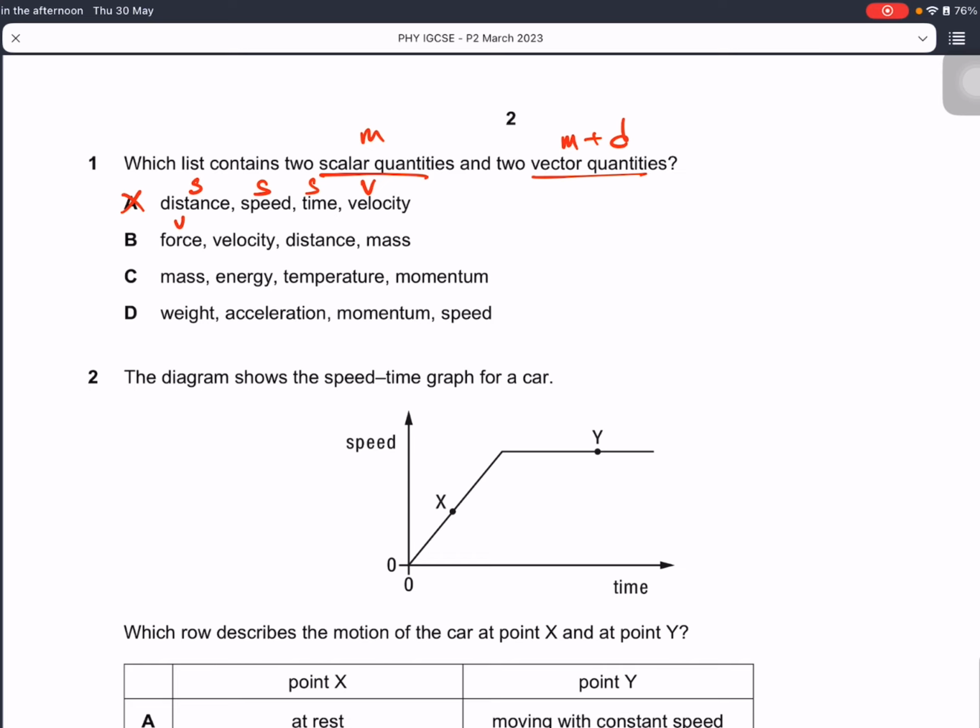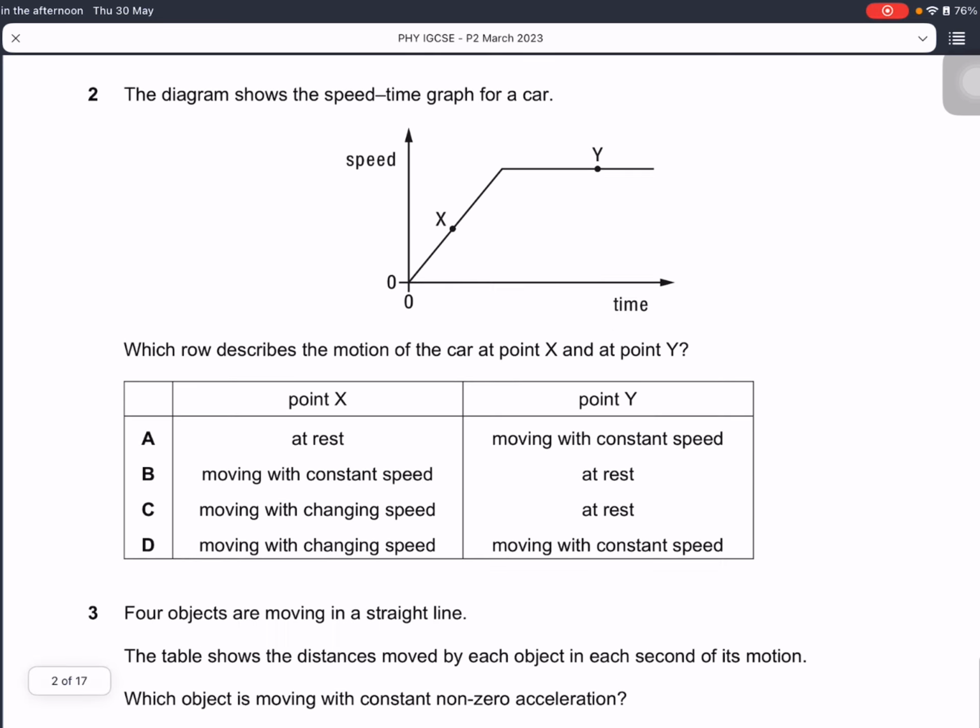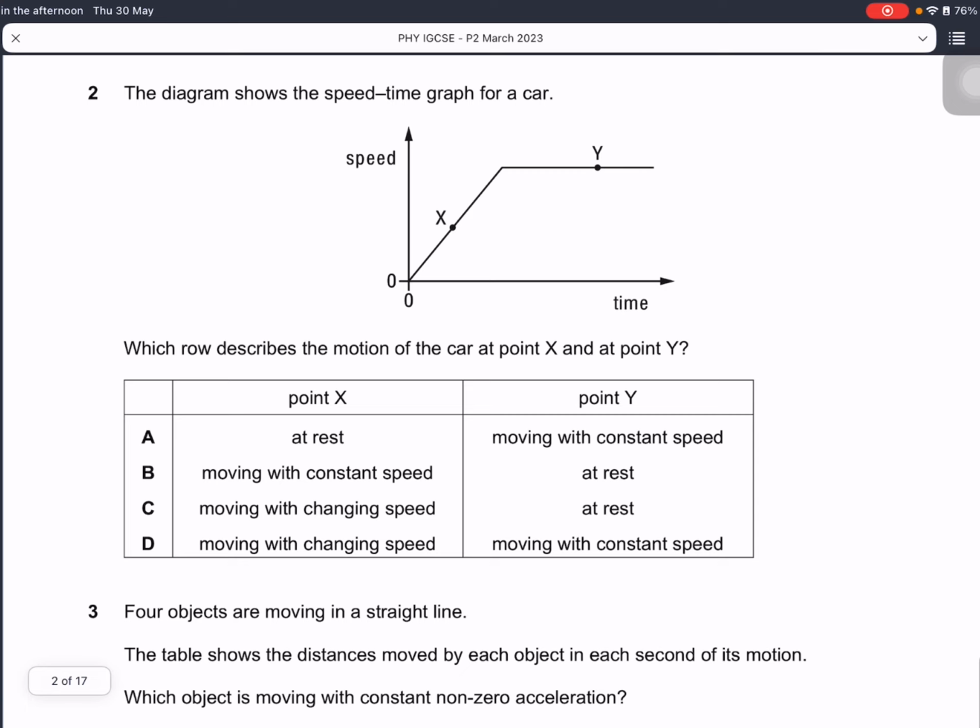Force is a vector, velocity is a vector, distance is a scalar, mass is a scalar. Oh, this is the answer. If you want, you can check C and D, but they're going to be wrong anyway. So, question number 2.